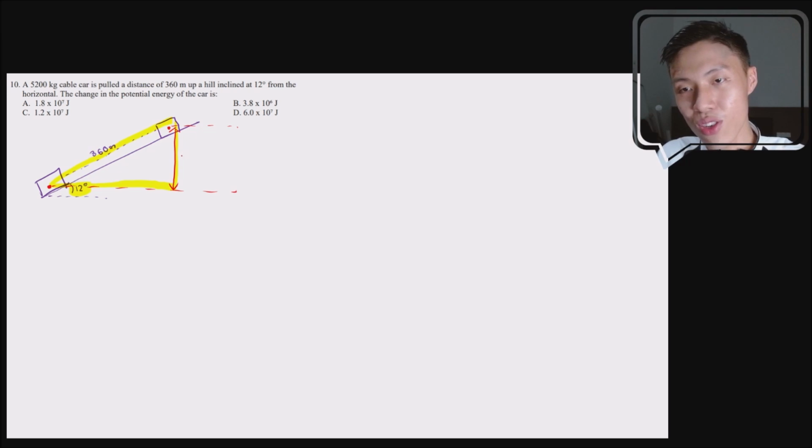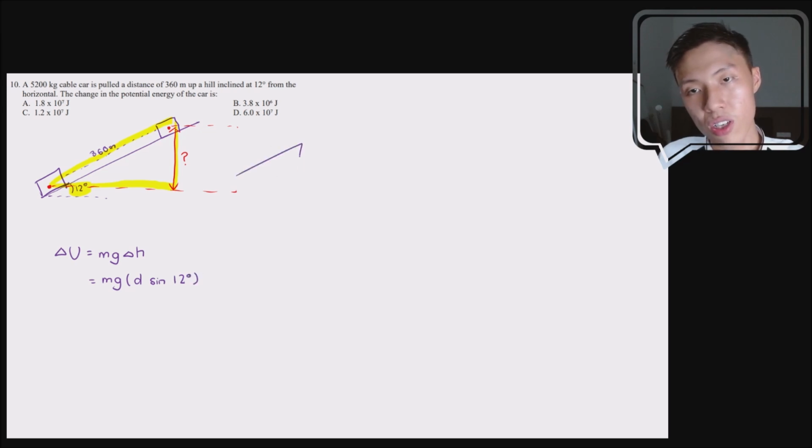So now you should find the change in height using trigonometry. And once you have determined the change in height, you should be able to find the change in potential energy. The change in potential energy will be equal to mg times the change in height. To find the change in height, it will be equal to the distance traveled times sine 12 degrees. If you're not sure, draw a triangle. If this is your angle, then this is opposite, this is hypotenuse, this is adjacent. So you have this, you want to find this, therefore you need to use OH.